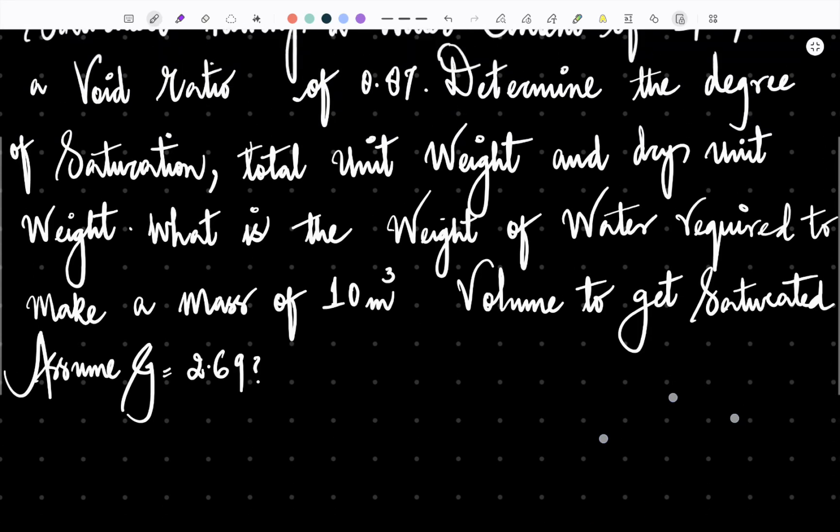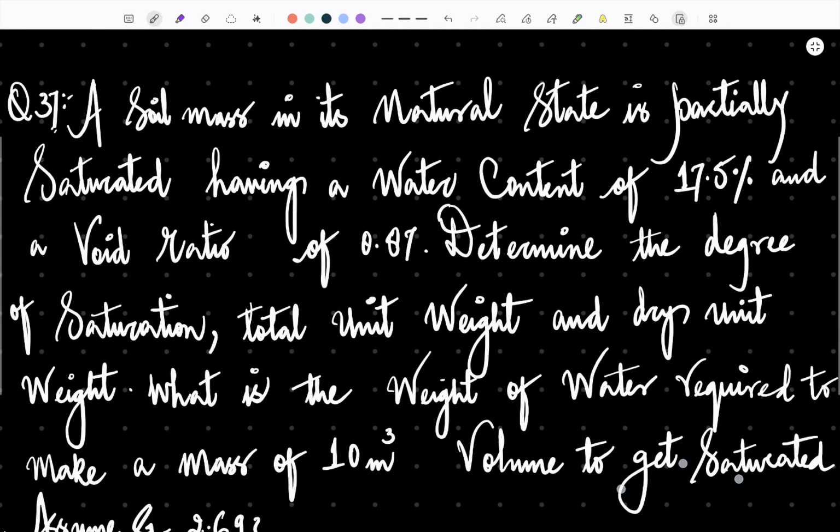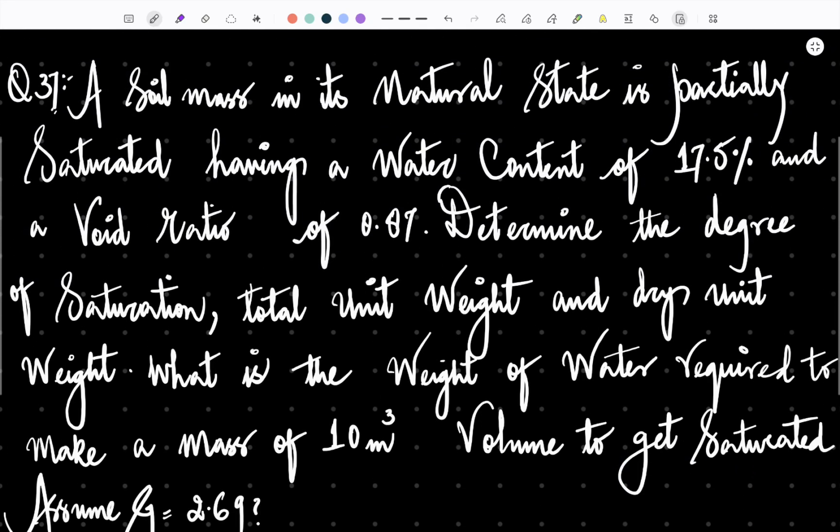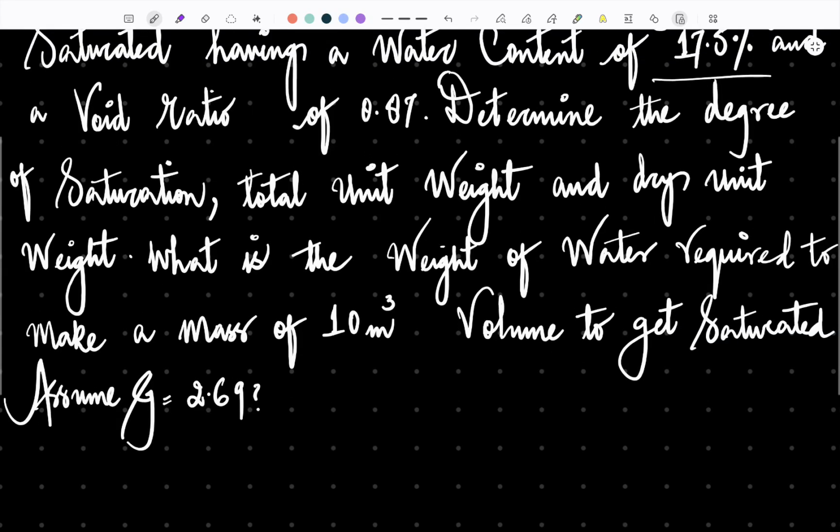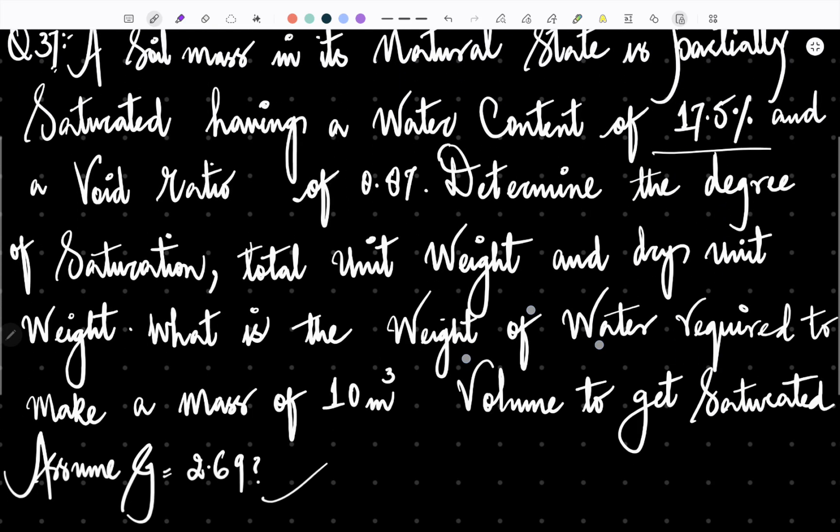Next question is, a soil mass in its natural state is partially saturated, having a water content of 17.5% and a void ratio of 0.87. Determine the degree of saturation, total unit weight, and dry unit weight. What is the weight of water required to make a mass of 10 cubic meter volume to get saturated? We have to assume G as this much. So this question also has two parts. Let's solve it.